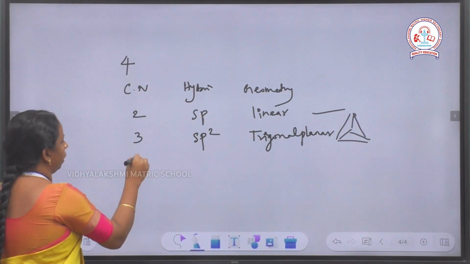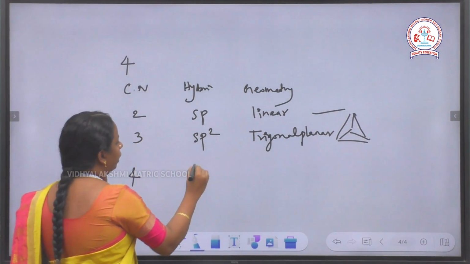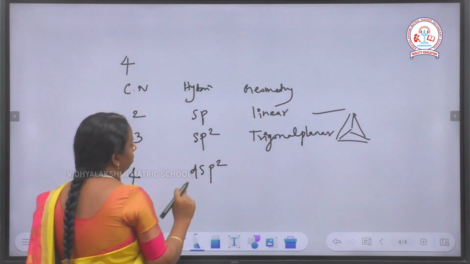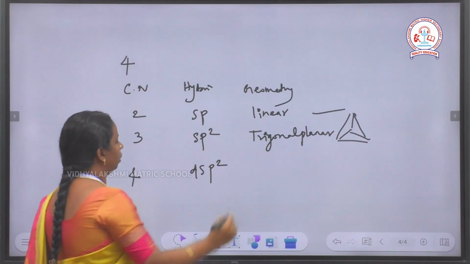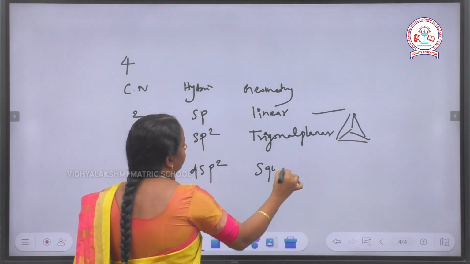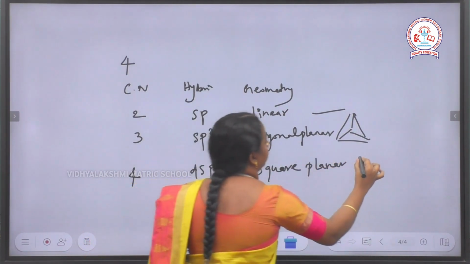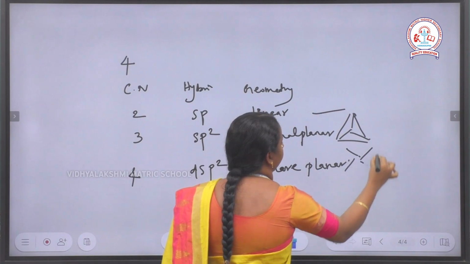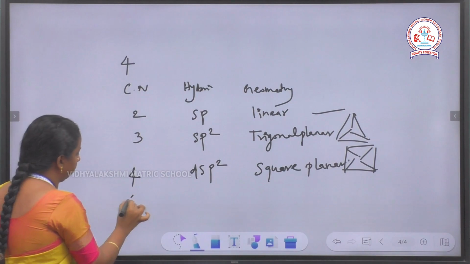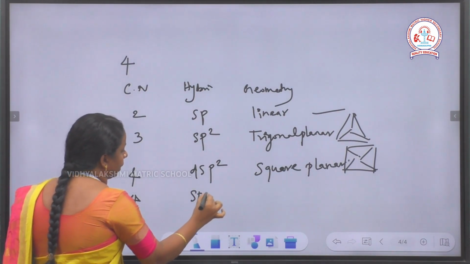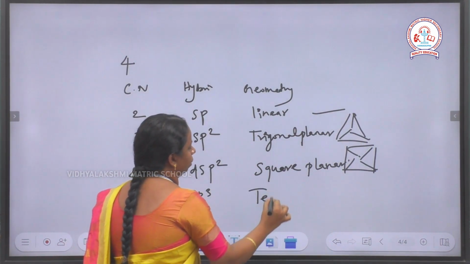Then coordination number 4, which has two types of approach. One is dsp2, which means one d orbital, one s orbital and two p orbitals. Coordination number 4 with dsp2 gives a square planar complex, like this. This is called a square planar complex. Then coordination number 4 with sp3 is also present. This complex exhibits tetrahedral geometry.